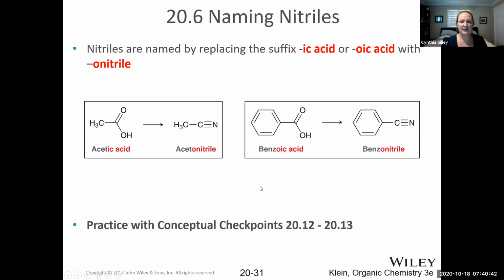The last of the carboxylic acid derivatives is the nitrile. To add a nitrile, we're going to drop the suffix ic acid or oic acid and add O-nitrile. So acetic acid then becomes acetonitrile, which is a common organic solvent. And benzoic acid becomes benzonitrile.